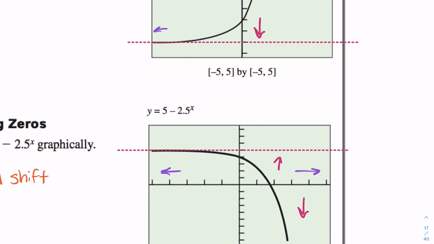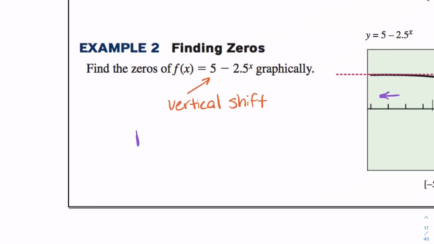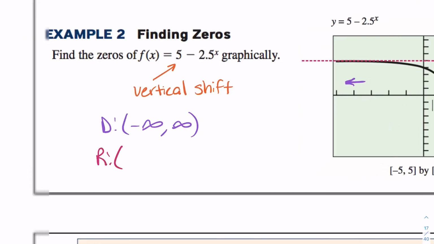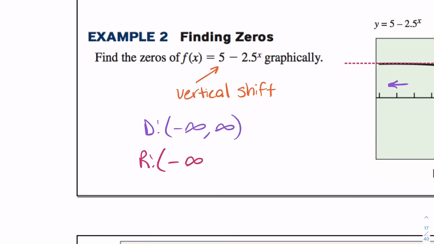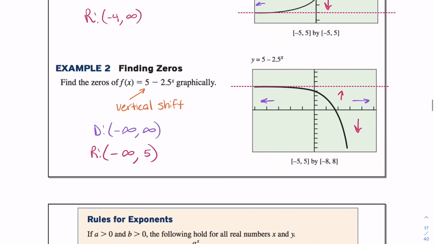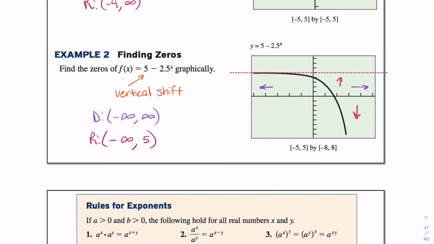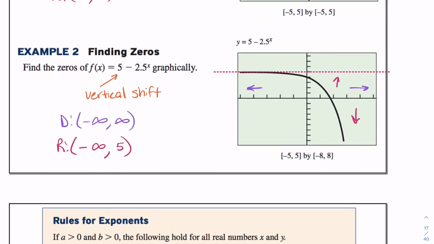And then it goes on forever in the negative. So our domain, again, is negative infinity to infinity, and our range is going to be, it comes up from negative infinity, and then it stops. It never reaches it, but it definitely stops at 5. It won't get up to 5. It'll stop before 5, but that's about all we got.